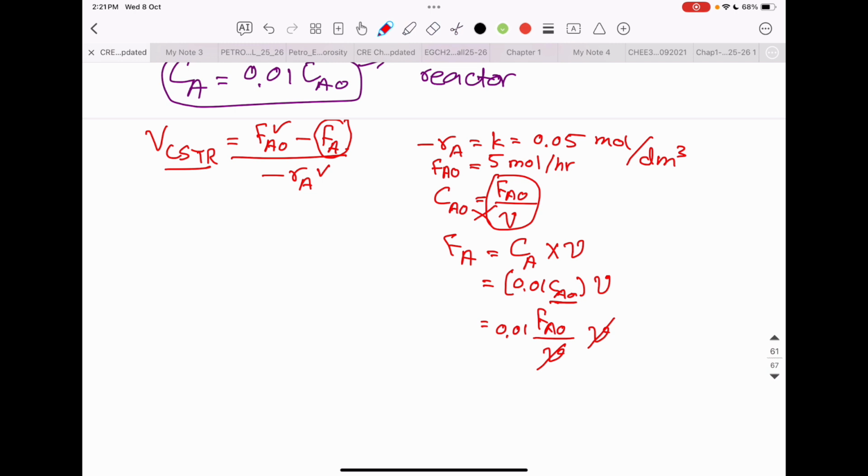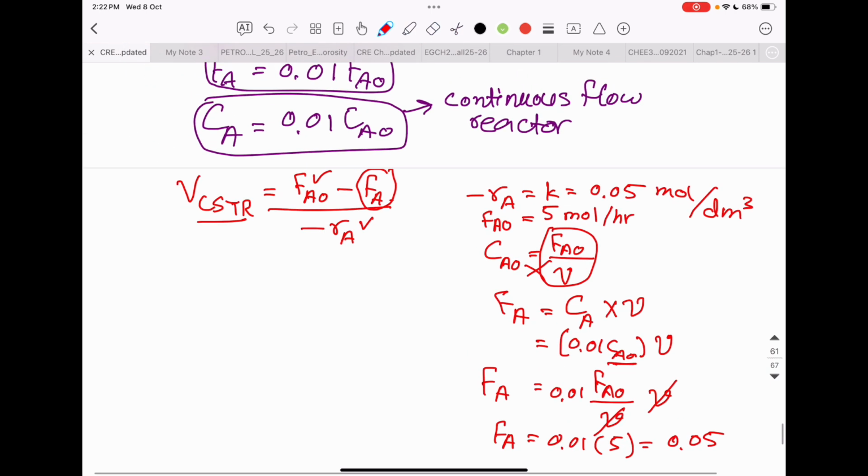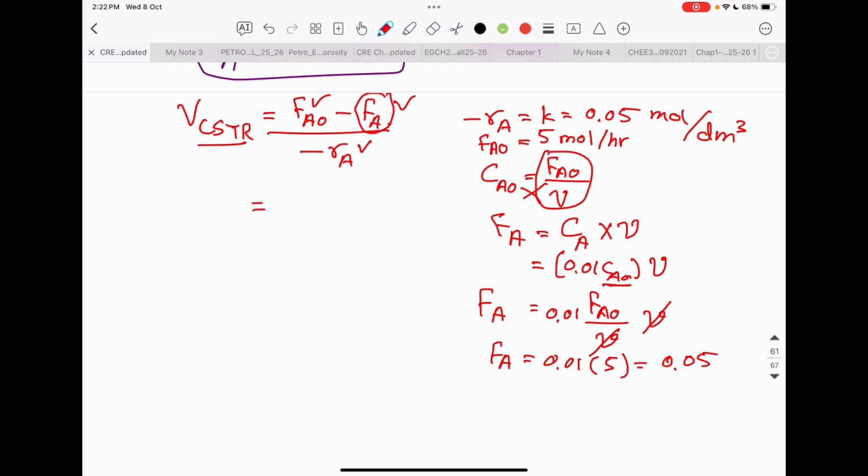Then we will have FA equal to 0.01 multiplied by 5, which is equal to 0.05. So we get FA, so we can proceed. 5 minus 0.05 divided by 0.05 is equal to 99 dm cube. So we got the CSTR volume.